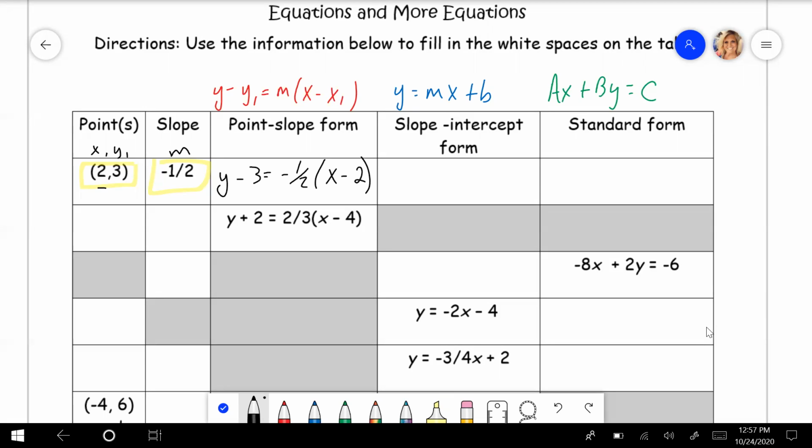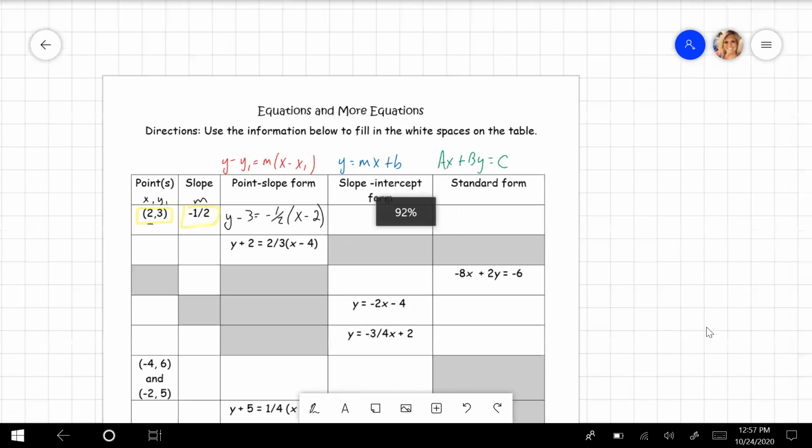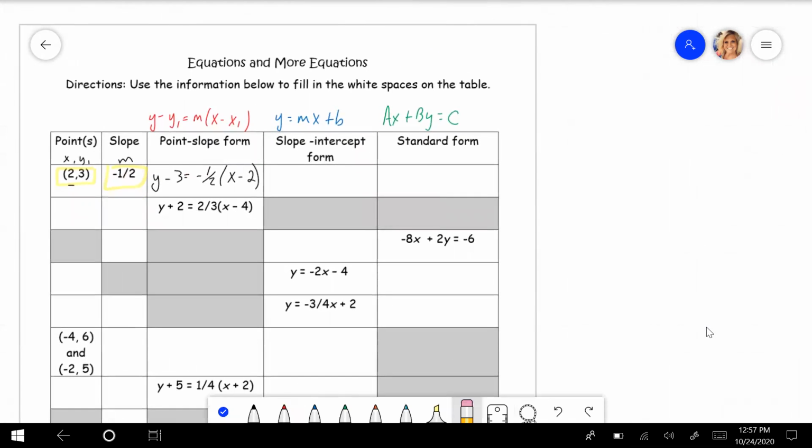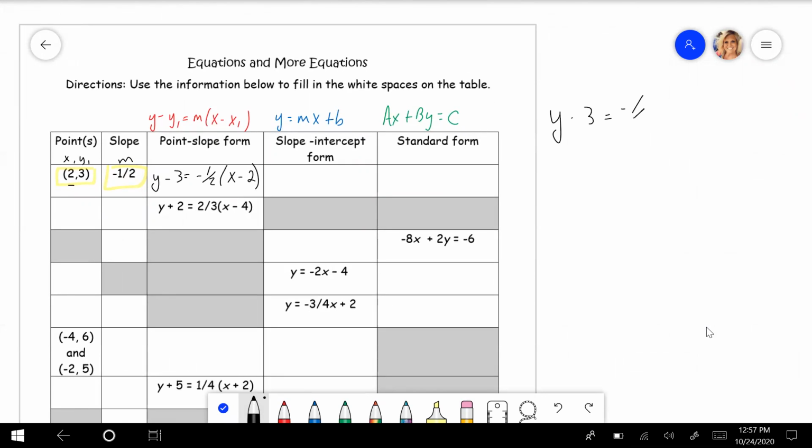Now, what if I wanted to move that into slope intercept form? Let me make my board a little smaller here and let me write it over to the side. I have y minus 3 equals negative 1/2 times x minus 2. The first thing you're going to do to put it in slope intercept is multiply and do the distributive property. So I'm going to get y minus 3 equals negative 1/2 times x is negative 1/2 x. Negative 1/2 times negative 2 is a positive 1.